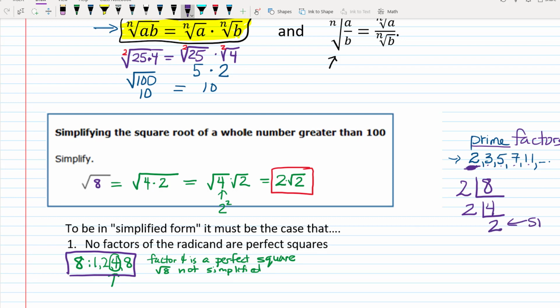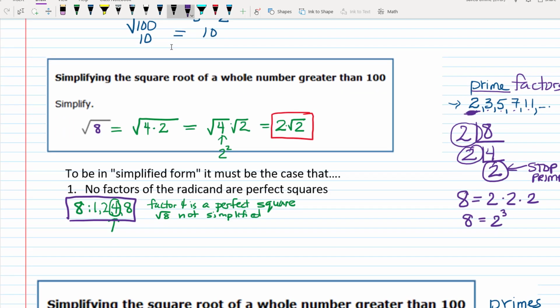2 goes into 4 twice. And when you see that you get a result that is a prime, you stop, because what that means is you have figured something out. You have figured out that 8 is the same as 2 times 2 times 2. Check it. 2 times 2 is 4, times 2 is 8. In other words, the prime factorization of 8 is 2 to the 3rd power. So the alternate method for evaluating the square root of 8 is to use this form of the number 8, 2 to the 3rd power.